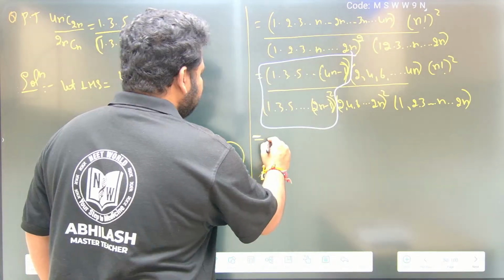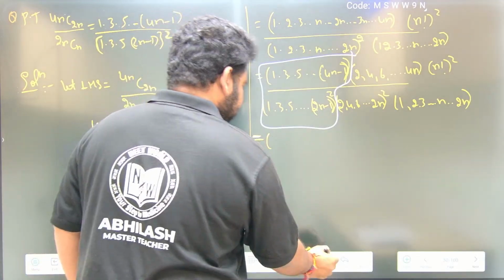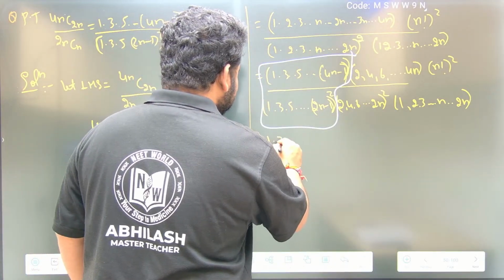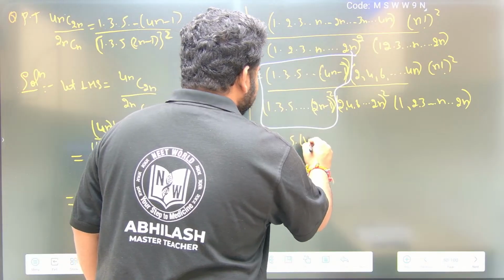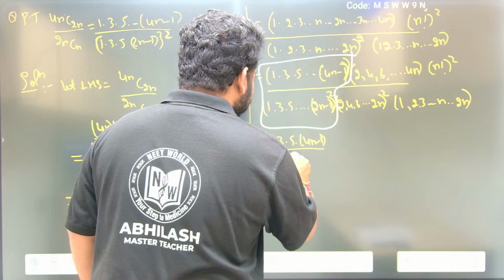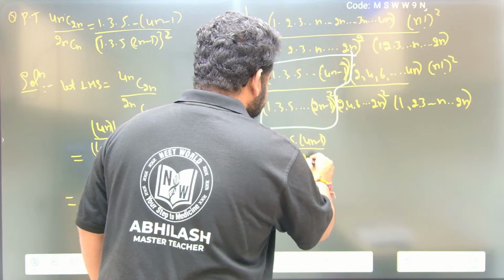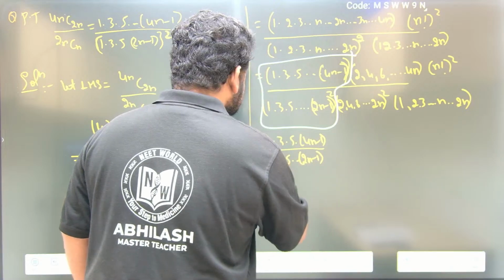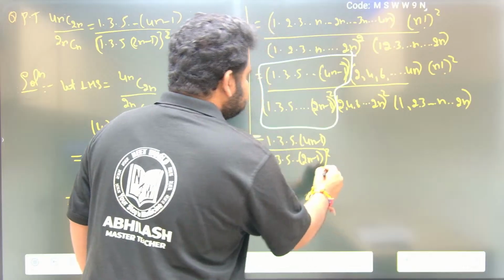What is the thing that we wanted? We already got it. So I can write it as 1 into 3 into 5 into up to 4n minus 1, divided by 1 into 3 into 5 into up to 2n minus 1, this entire thing whole square. See here, this is what I have.